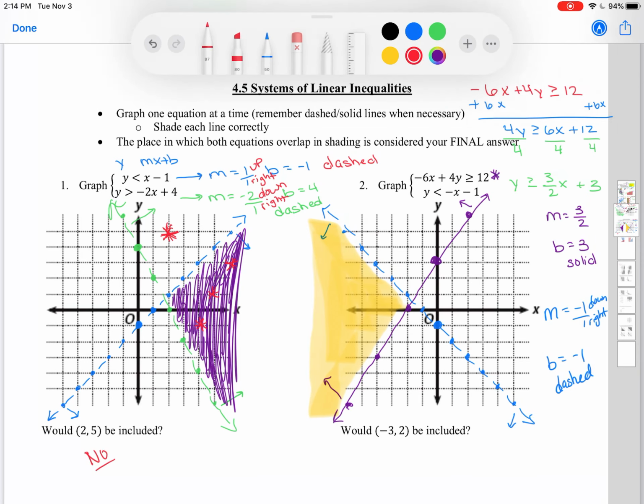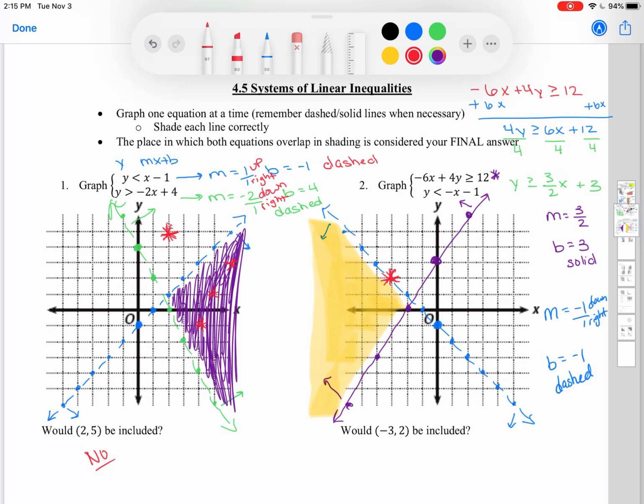Take a look at which parts are going to be overlapping, and you will notice that it's just this section here. And that'll be the only section I need to shade. And now we can ask that second part. Would -3, 2 be included? So take a look at your graph, go and find -3, 2, and it's going to be right here.